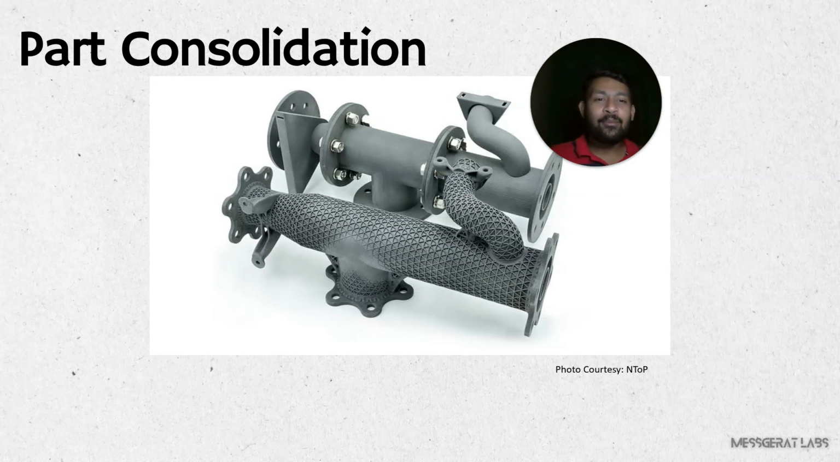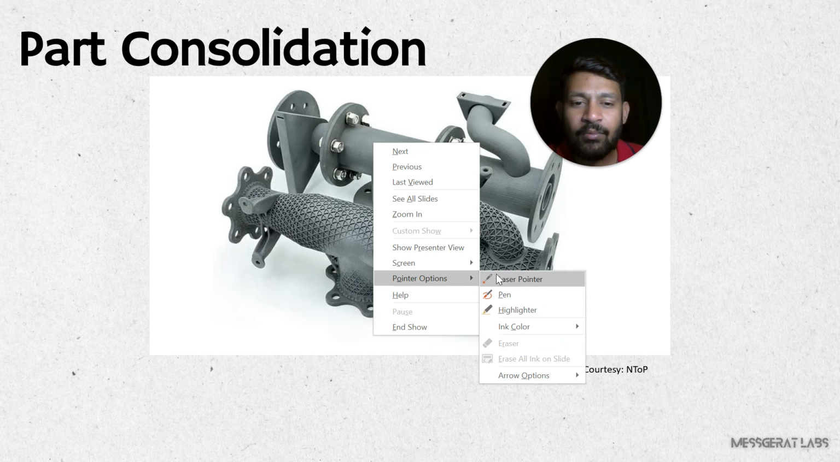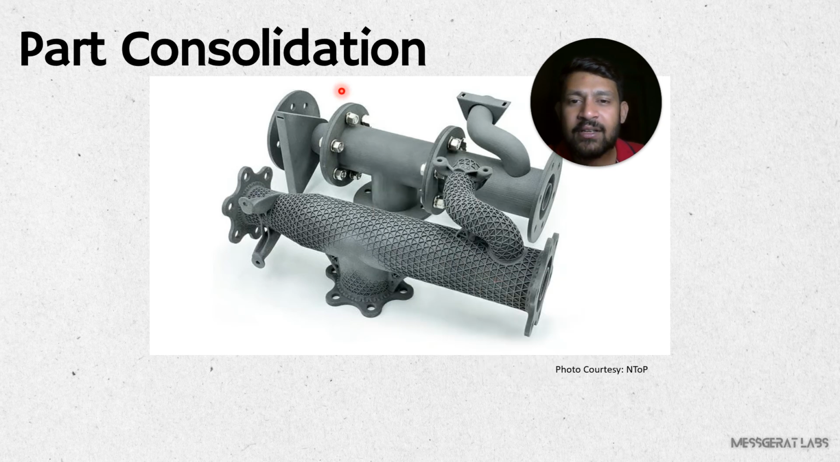Now, let's talk about part consolidation. What you see on your screen on the top of the image is your conventional component. It is made up of a number of components. One component here you can see, one component here you can see, then this component has been welded to this component, and there are so many nuts, bolts, washers, and three components I can clearly see.